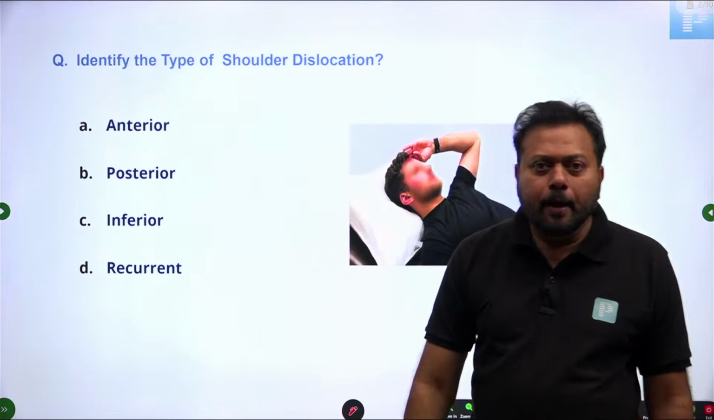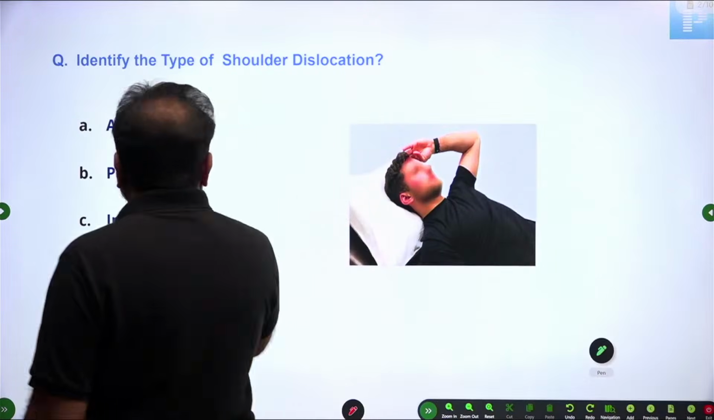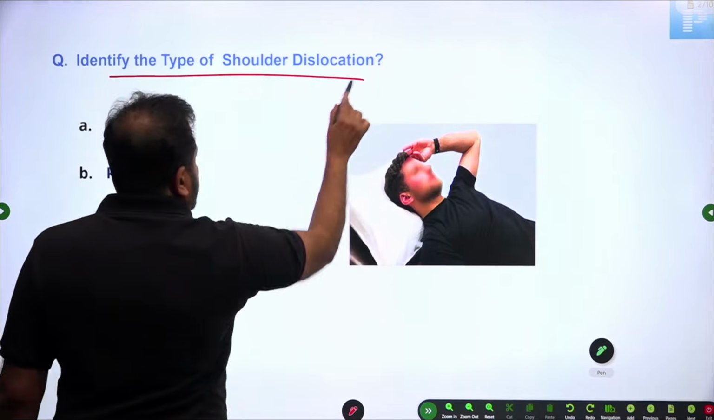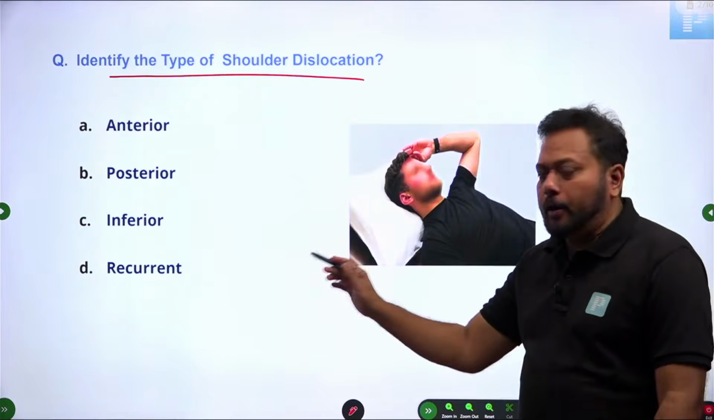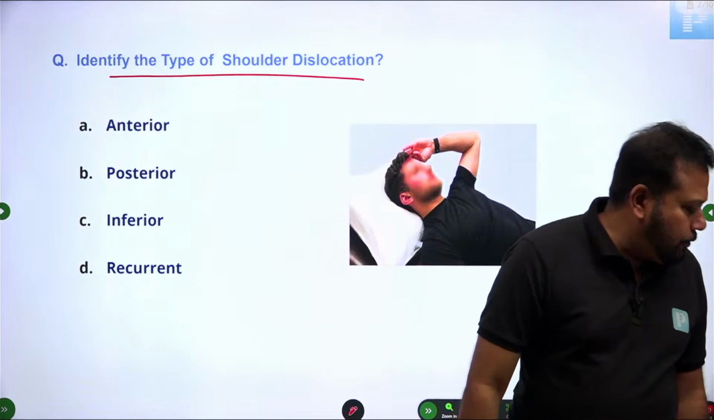Sample question number 1. Identify the image. Identify the type of shoulder dislocation. Look at this image. Is it anterior, posterior, inferior or recurrent? Okay, give me the answer.